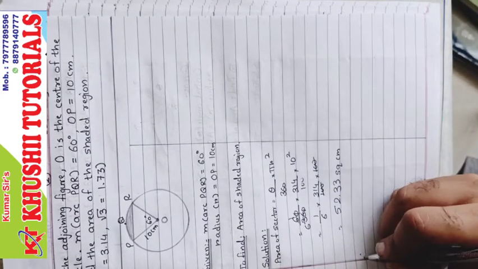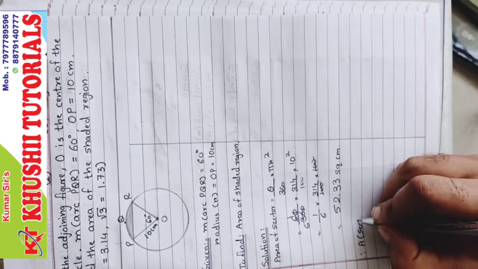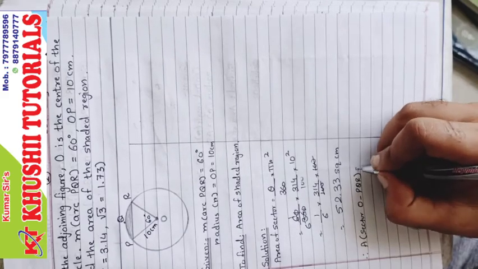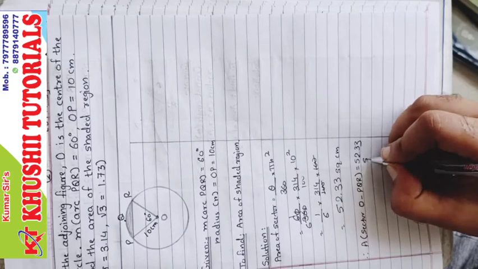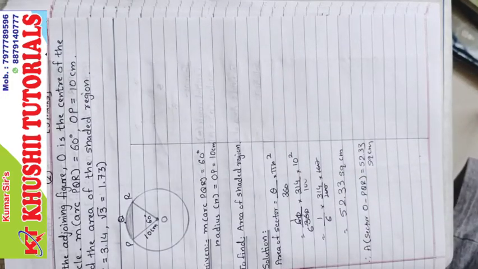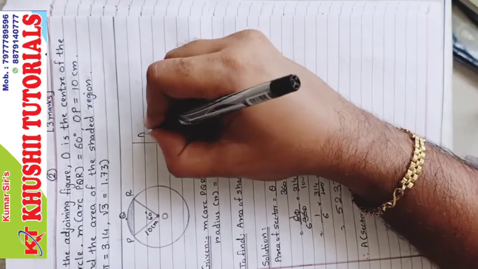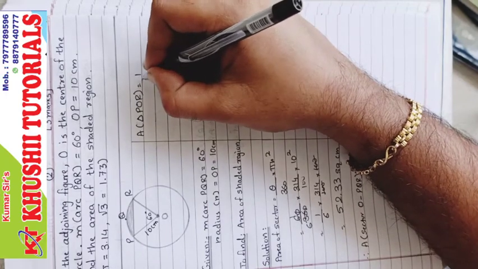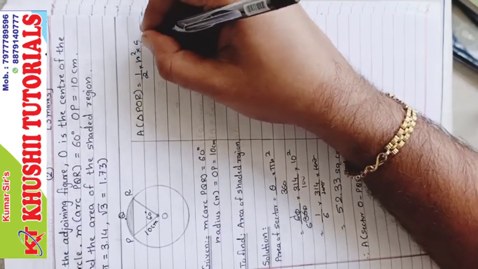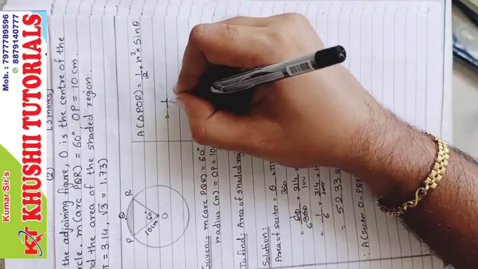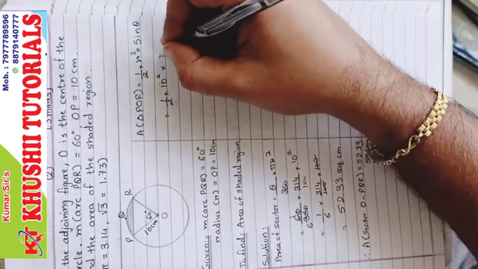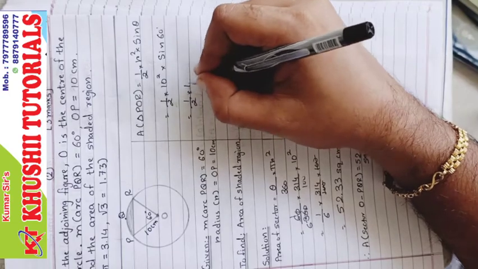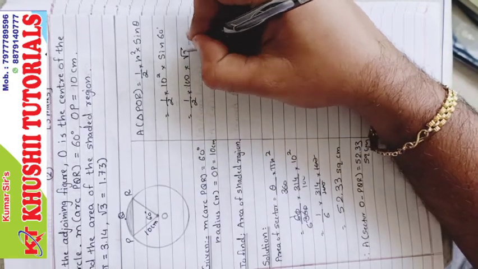What is the name of the sector? Therefore area of sector O dash PQR equals 52.33 square centimeter. Now area of triangle. Area of triangle POR equals half into r square into sine theta, half into 10 square into sine 60 degrees, half into 100 into sine 60, which is root 3 upon 2.